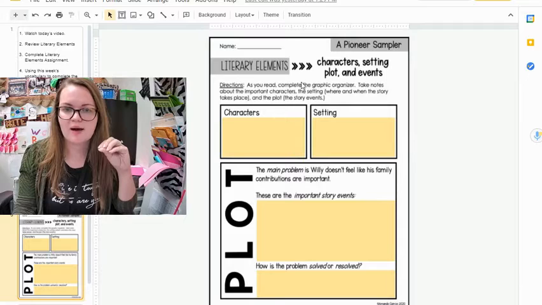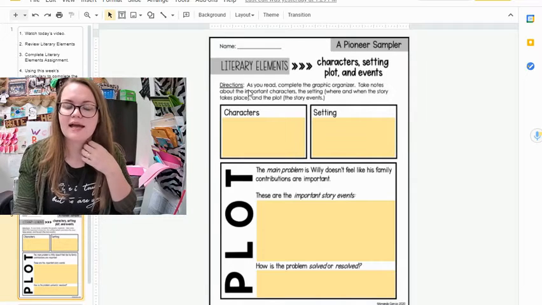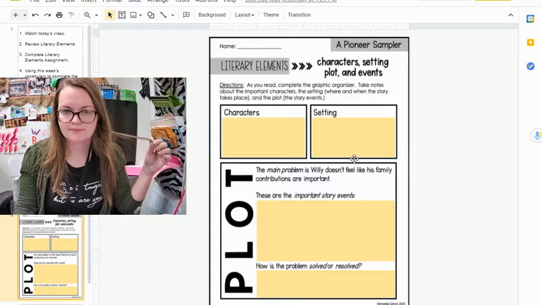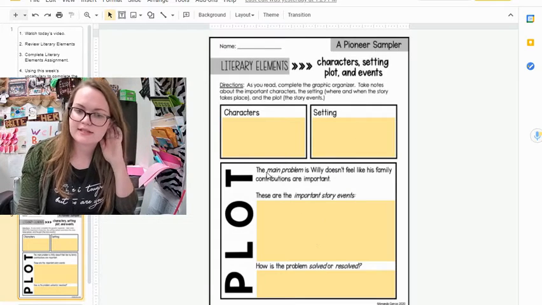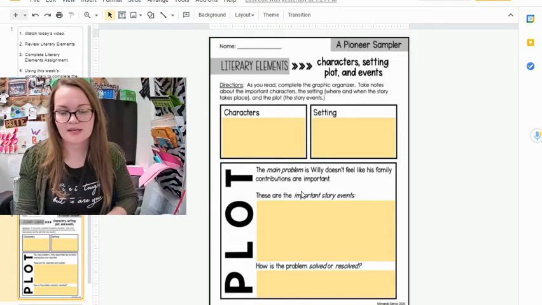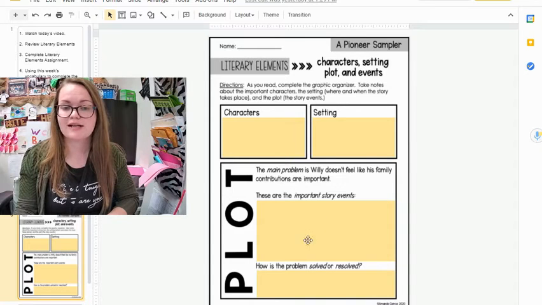You're going to answer some questions about plot. It says, as you read, complete the graphic organizer. Take notes about the important characters, the setting, where and when the story takes place, and the plot, which is the story events. The main problem is given. The main problem is that Willie does not feel like his family contributions are important. So I want you to write down whatever important story events happened, at least 3 or 4, and then how the problem ends up being solved.